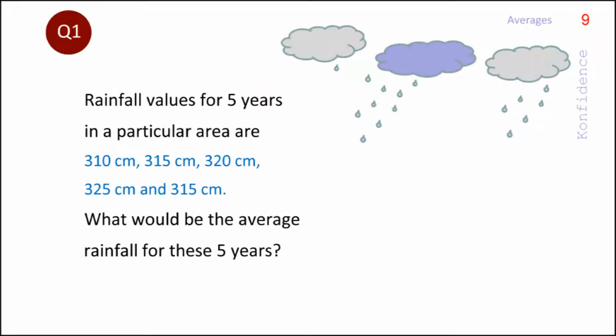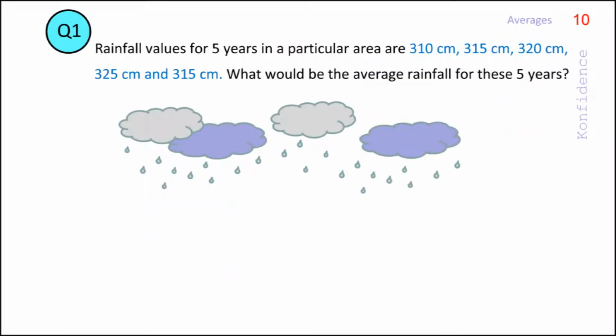If the total rainfall values for 5 years in a particular area are 310 centimeters, 315 centimeters, 320 centimeters, 325 centimeters, and 315 centimeters, what would be the average rainfall for these 5 years? Can you find the answer? The average rainfall would be the sum of the values divided by 5, the number of years.